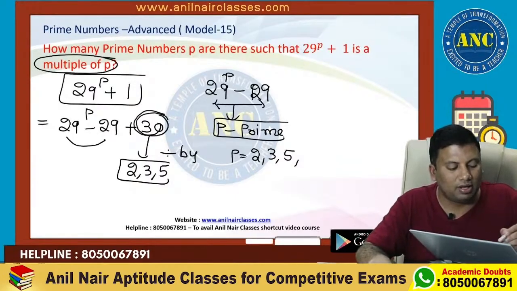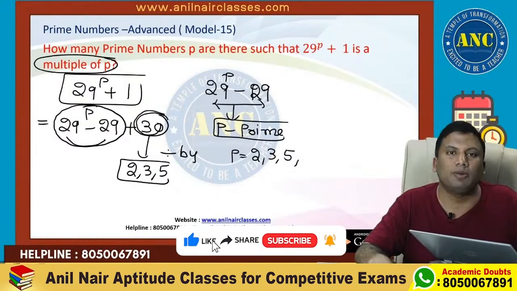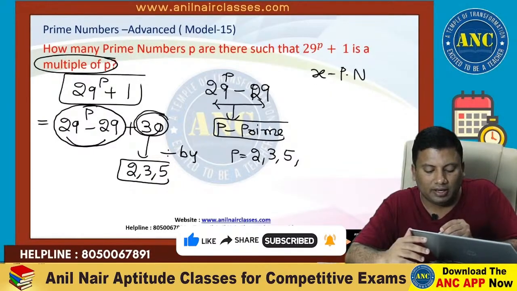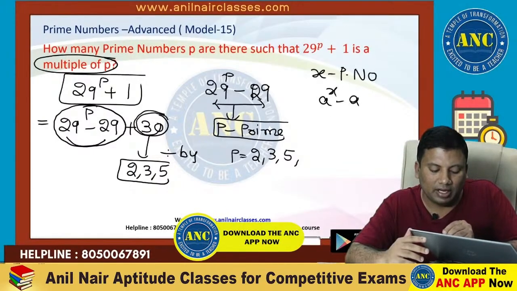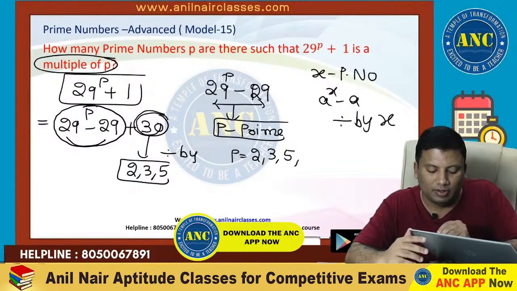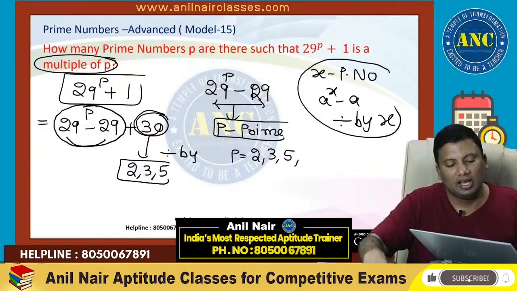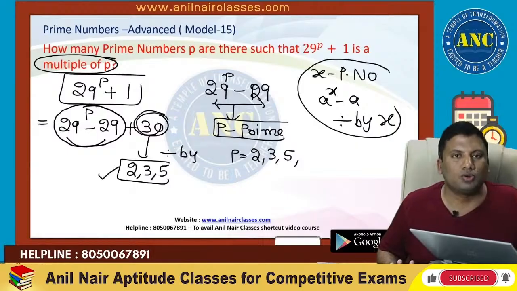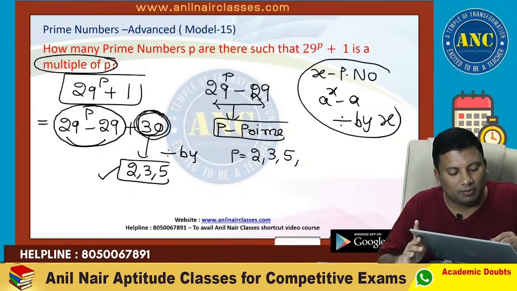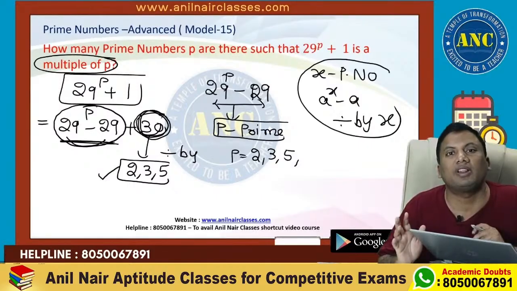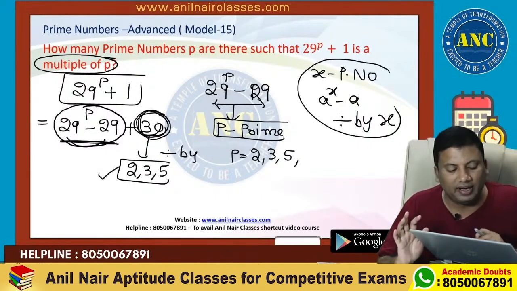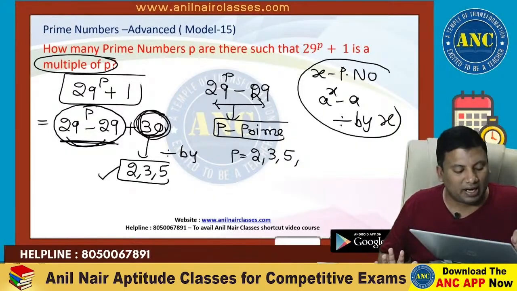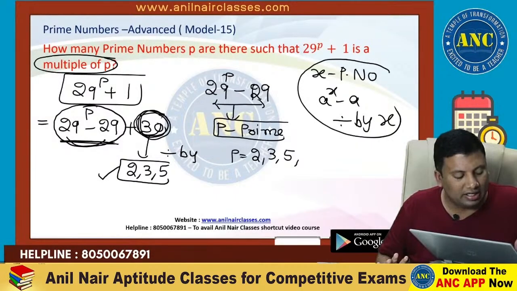So is this divisible by 2, 3 and 5? Definitely yes, because if x is a prime number, a^x minus a is always divisible by x. So p can be a prime number, with how many values? 2, 3, 5. Check whether this number is divisible by 2, 3, 5. Definitely it is, because of the concept: if x is a prime number, a^x minus a is divisible by x.